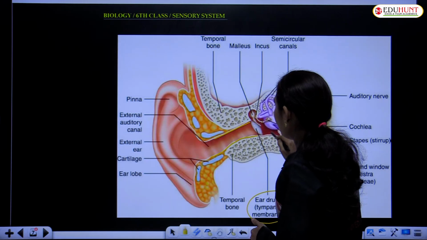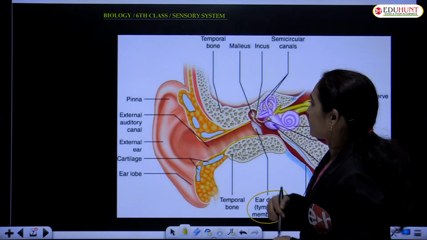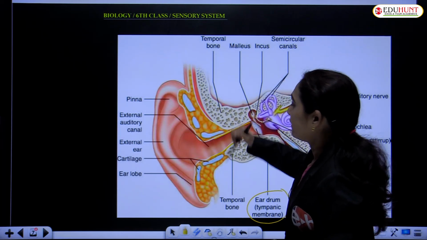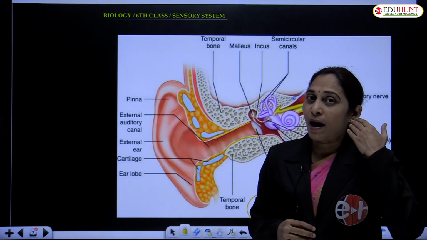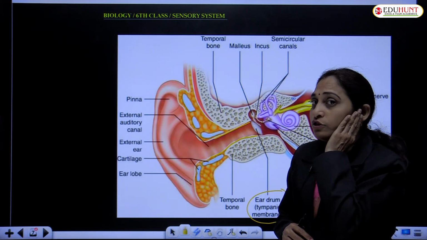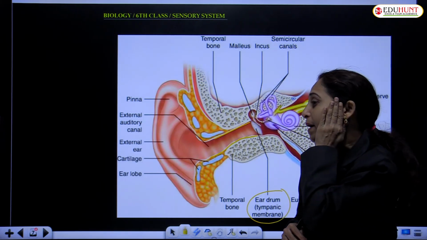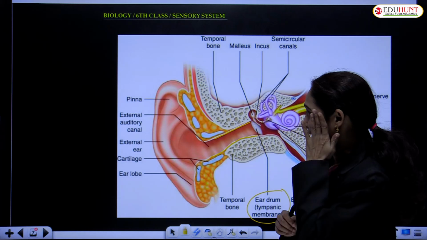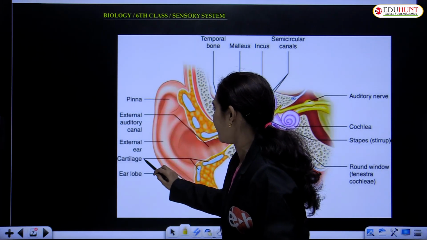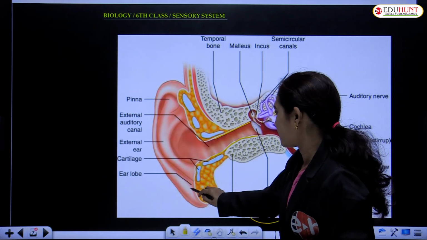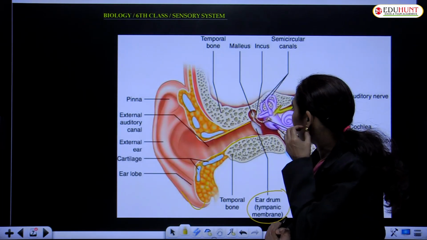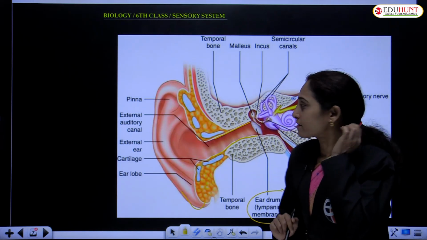Actually, this is the middle ear region where we can see the temporal bone is there. Temporal bone is a part of bone present in the skull which is connected to the lateral part of the face, that is head. And then this is the ear, external ear having the cartilage. This is called the earlobe, where I am wearing the earrings.